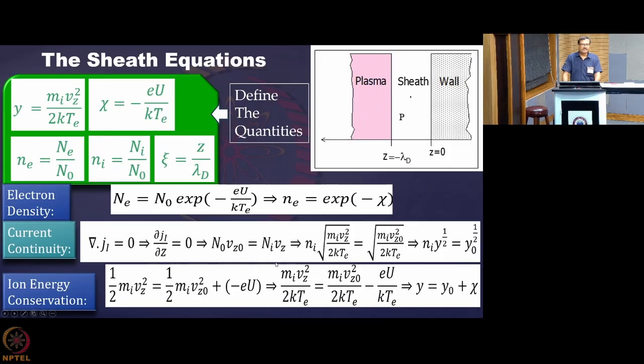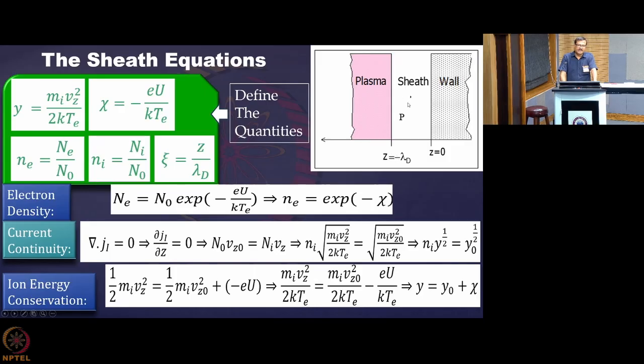Okay. Now there is something else, ion energy conservation. What is happening here: we are assuming the potential is 0 in the plasma zone. So the kinetic energy is half m v0 square, and the potential energy is 0.